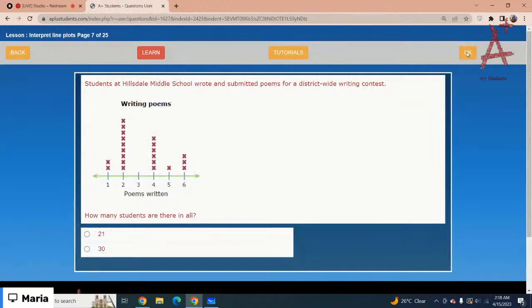Okay, students at Hillsdale Middle School wrote and submitted poems for a district-wide writing contest. How many students are there in all? You need to calculate the total students, so just add up all the values. 3, 4, 5, 6, 7, 8, 9, 10, 12, 13, 14, 15, 16, 17, 18, 19, 20, 21. So that would be 21. That means the total students are 21. Got it, everyone?